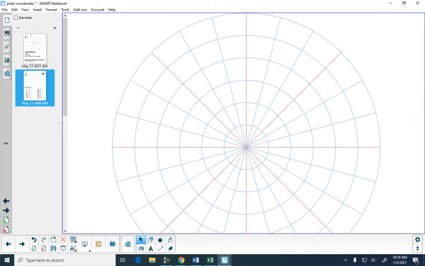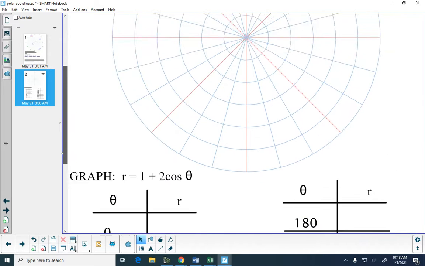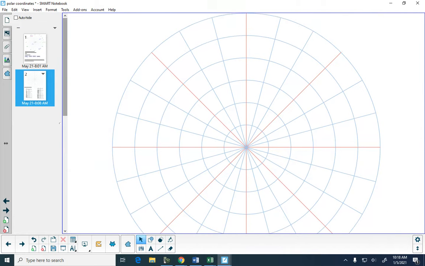Let's take a look at doing some polar coordinates, doing a polar graph. Let's go to the back side of the notes.